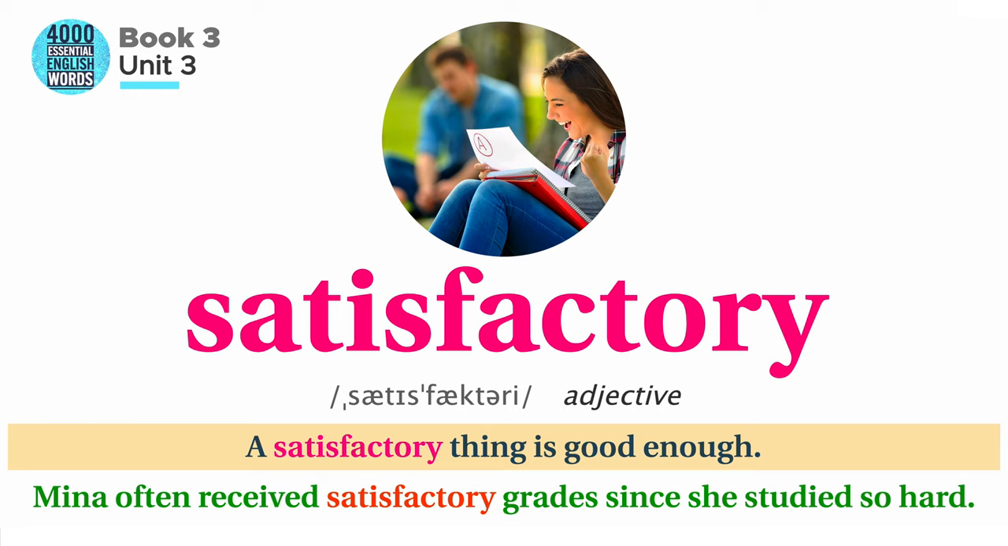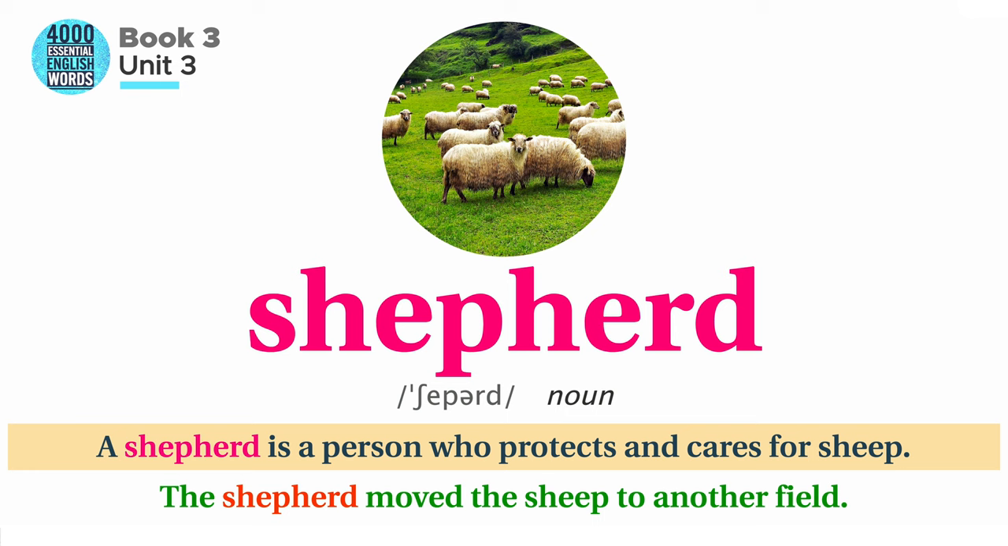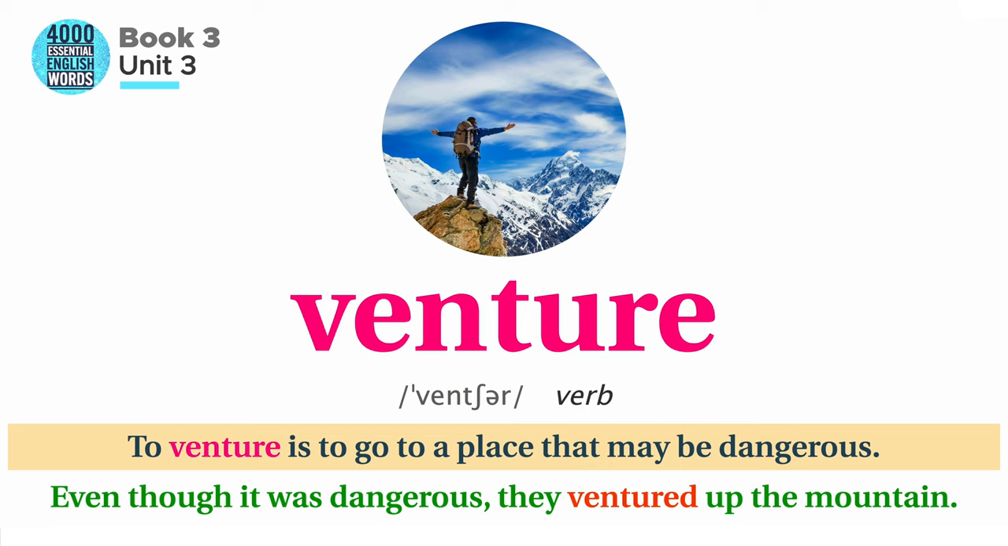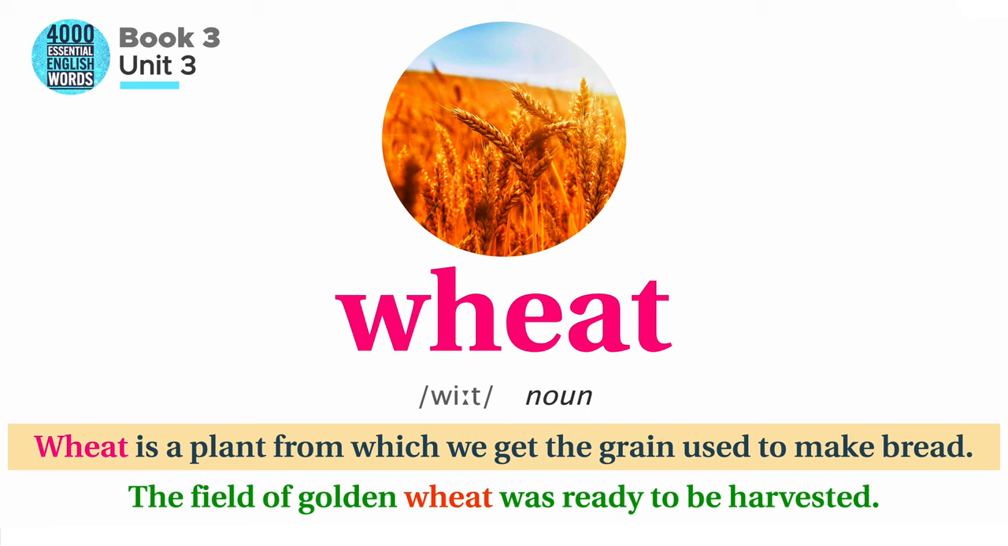Shepherd. A shepherd is a person who protects and cares for sheep. The shepherd moved the sheep to another field. Venture. To venture is to go to a place that may be dangerous. Even though it was dangerous, they ventured up the mountain. Wheat. Wheat is a plant from which we get the grain used to make bread. The field of golden wheat was ready to be harvested.